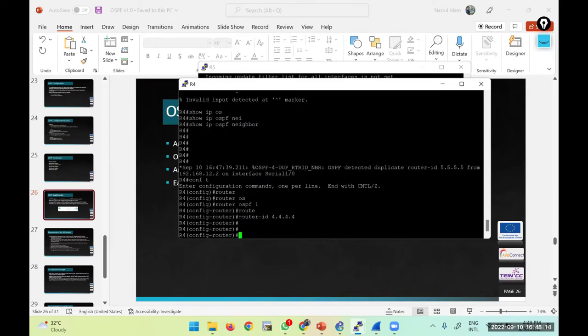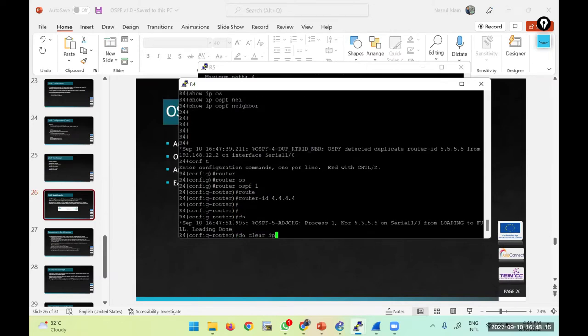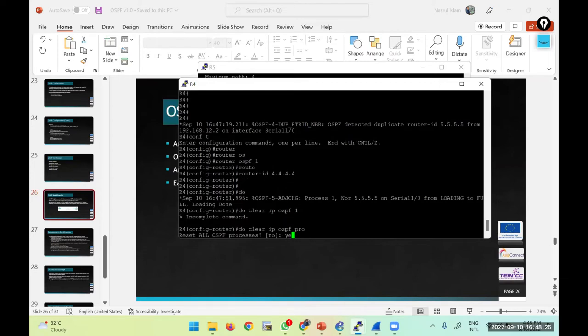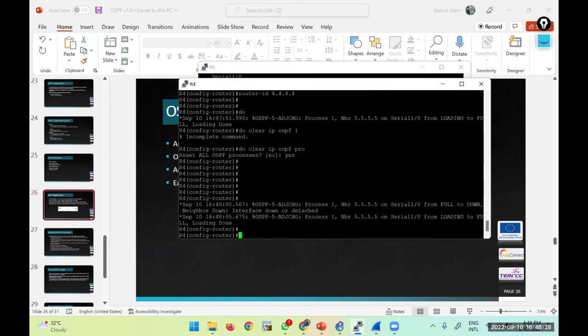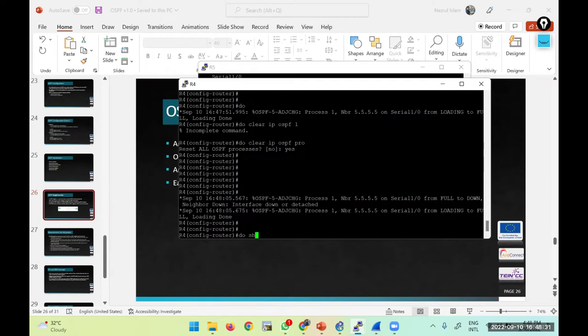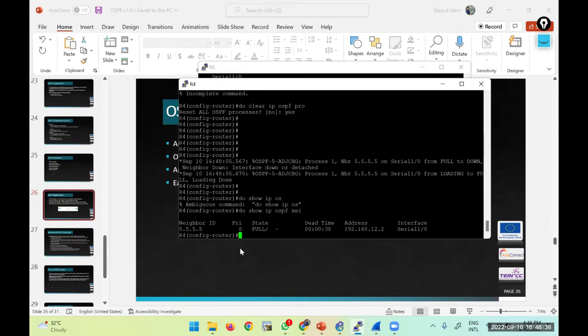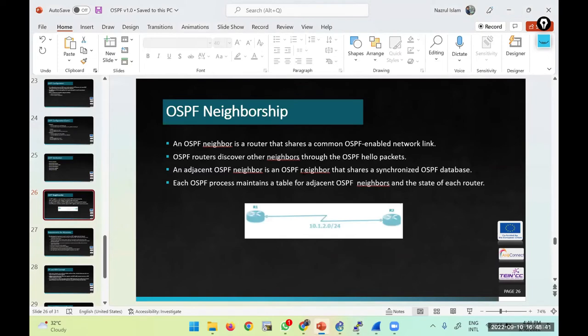previous 4.4.4. And if you clear the OSPF 1 process, now you will see the neighbor adjacency. Show IP OSPF neighbor. See. So first condition, we applied the neighbor for building the neighbor adjacency. Router ID must be unique in between two devices.